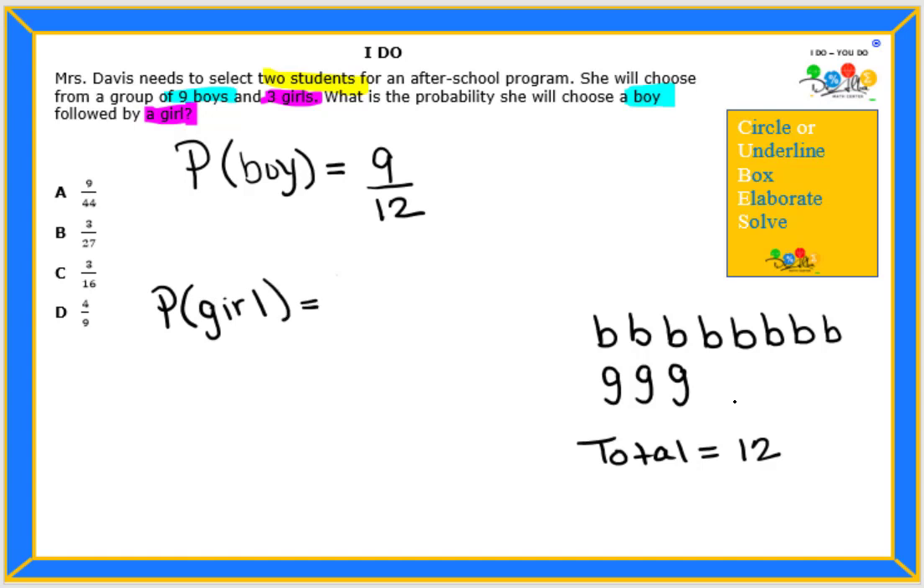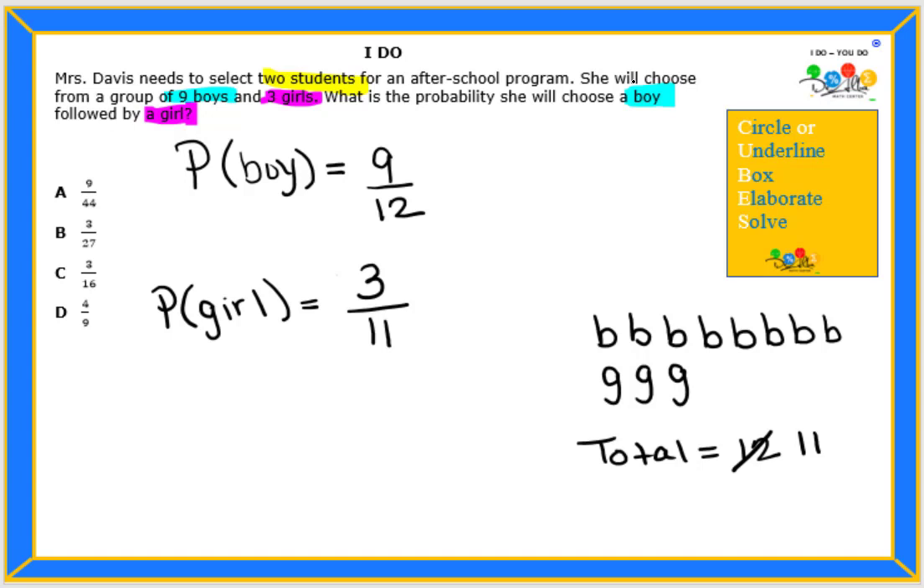So in our diagram, we no longer have 12 students, we have 11 students. And so the denominator will be 11. You see how that changed now? And we want a girl this time. So there are still 3 girls, but there are 3 out of 11 chance of selecting a girl during the second student pick.